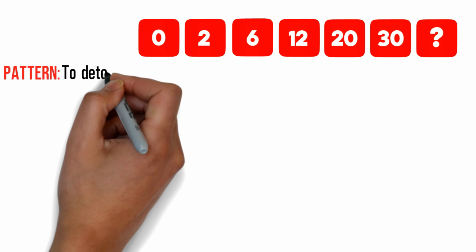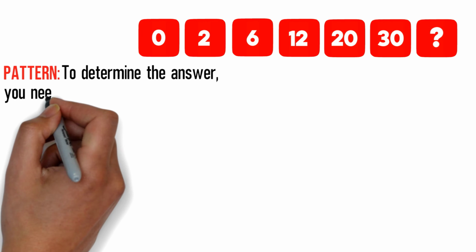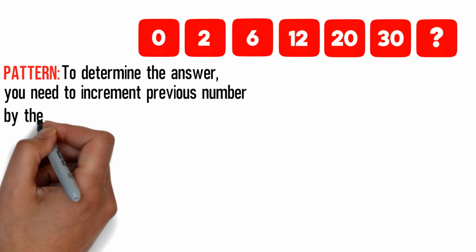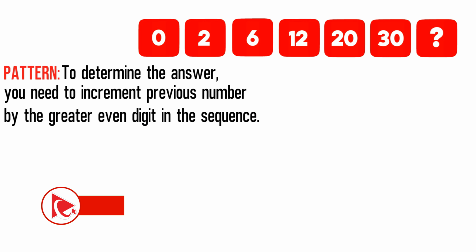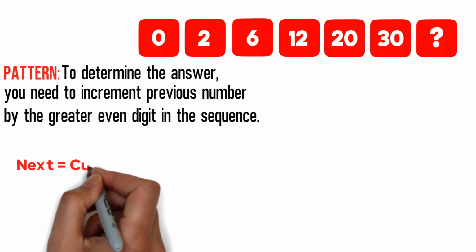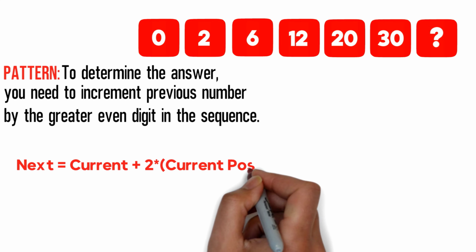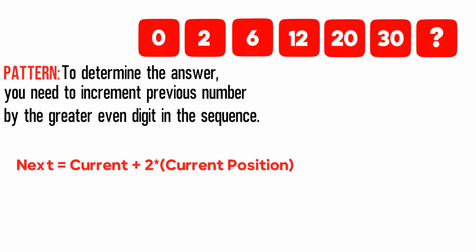To determine the answer in this particular case, you need to increment the previous number by the greater even digit in the sequence. You can even come up with the formula. In our case, the formula to determine the next number would be current number plus 2 multiplied by current position. Let's see how it works.